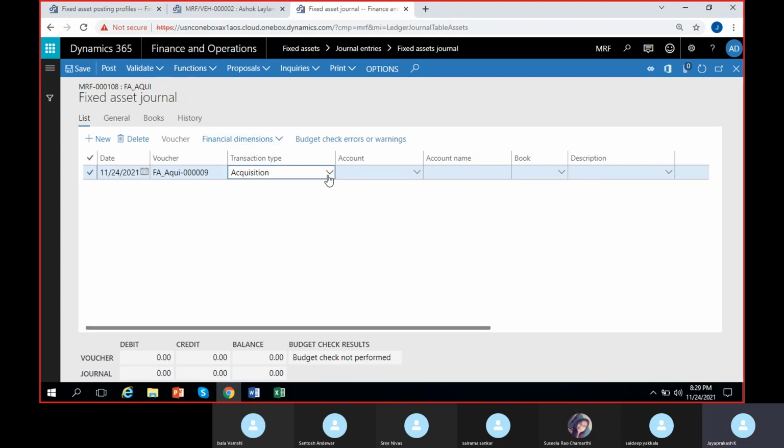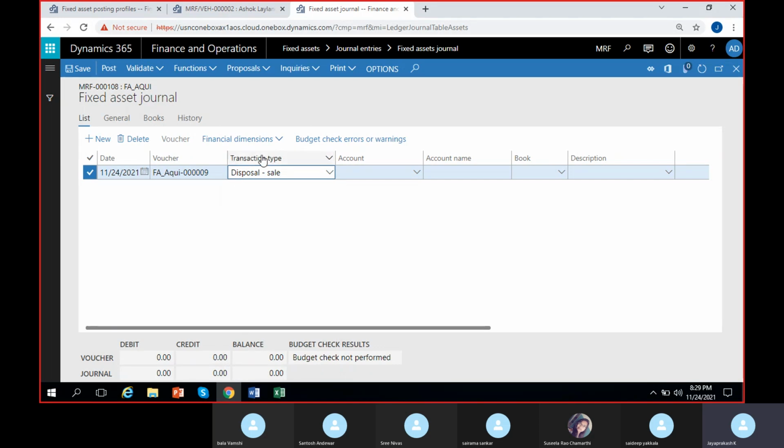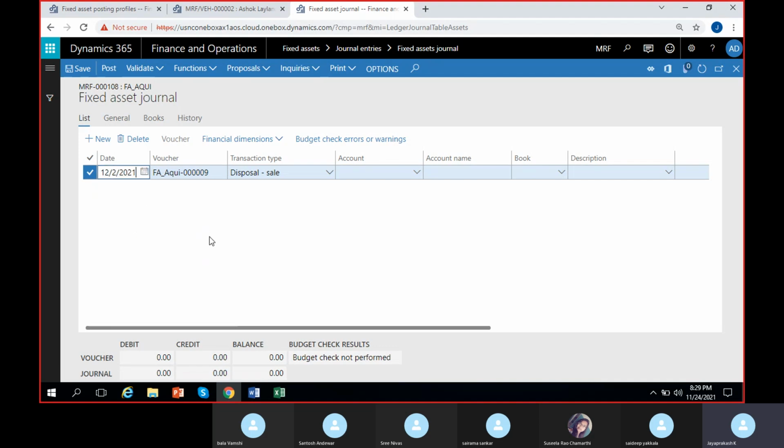So what transaction are you going to do here for the fixed asset? Disposal sale. Yes, we are going to do a disposal sale. So I'm selecting disposal sale. I'm selling it for the 1st or 2nd of December, in the next month, because depreciation is already calculated for the month of November, right? So it's not good to sell in the middle of November. Let's assume that we are selling it in the month of December, where depreciation was not yet posted.